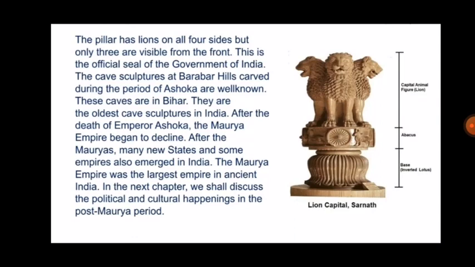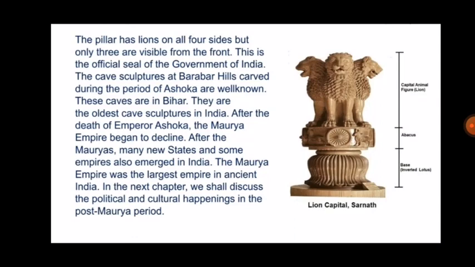After the death of Emperor Ashoka, the Maurya Empire began to decline. It slowly started coming down. It could not stay strong after his death. After the Mauryas, many new states and some empires also emerged in India. The Maurya Empire was the largest empire in ancient India. You have to remember that.